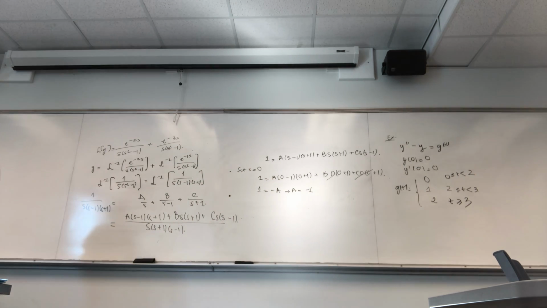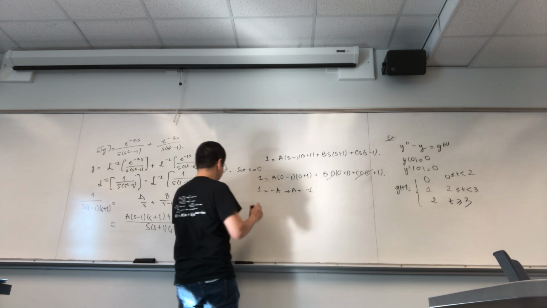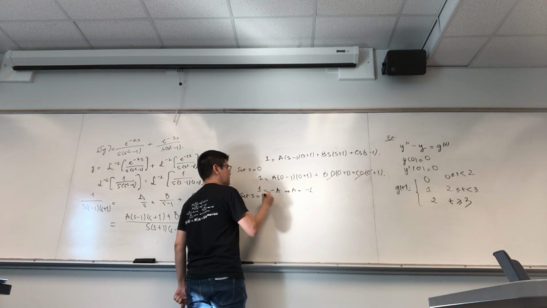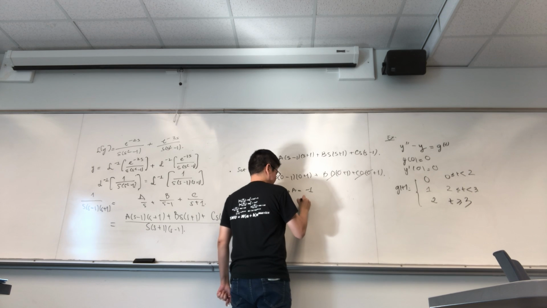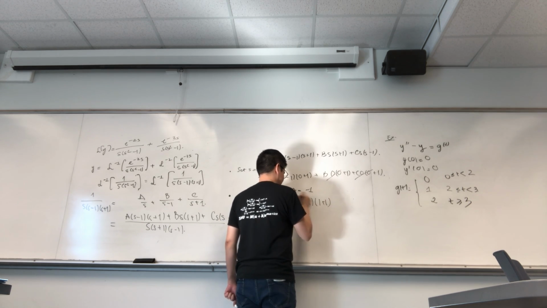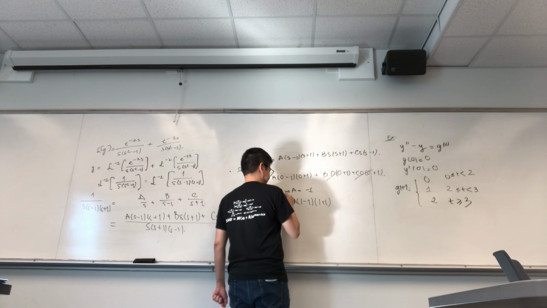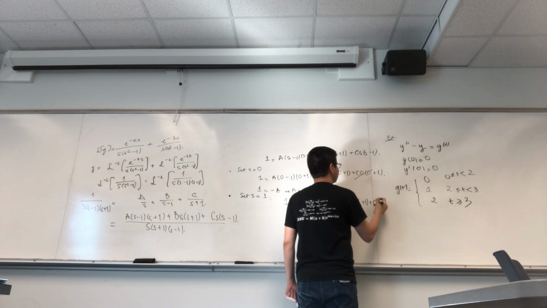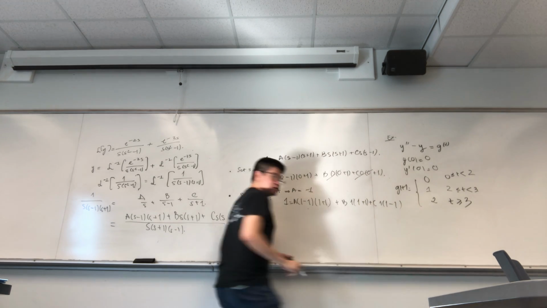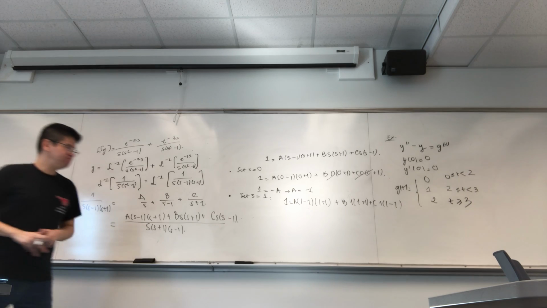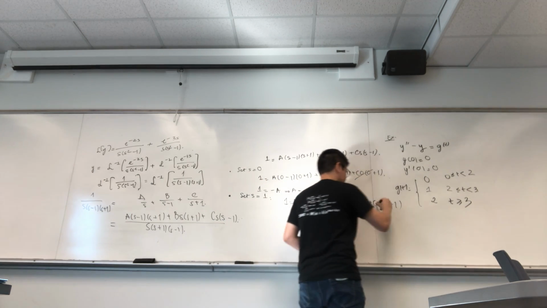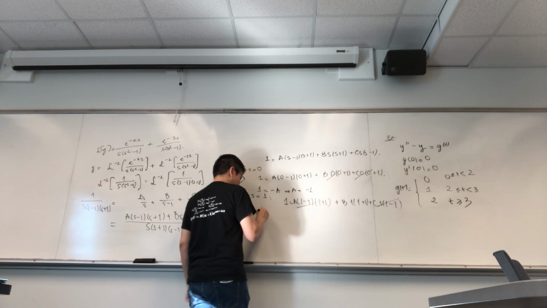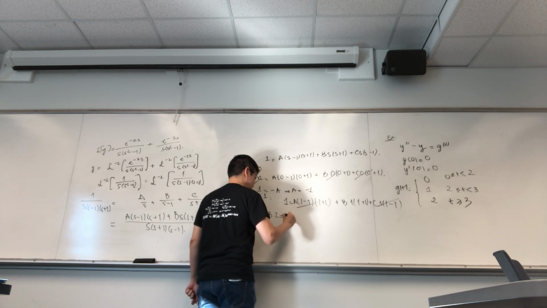So what is the next step? Set s equal to 1. So now you set s to be 1. You have a times (1 minus 1)(1 plus 1), plus b times 1 times (1 plus 1), plus c times 1 times (1 minus 1). When s is 1, the first term goes away, and the third term goes away. So you have 1 is b times 2, which means that b is 1 half.